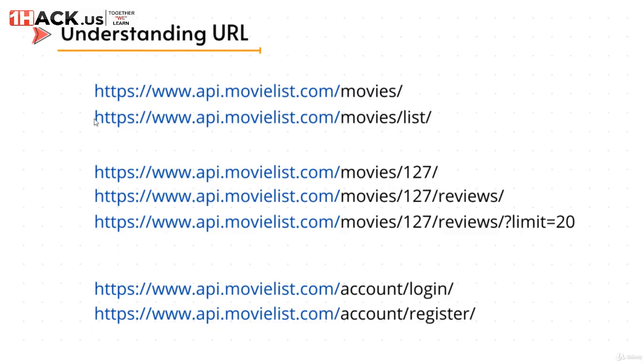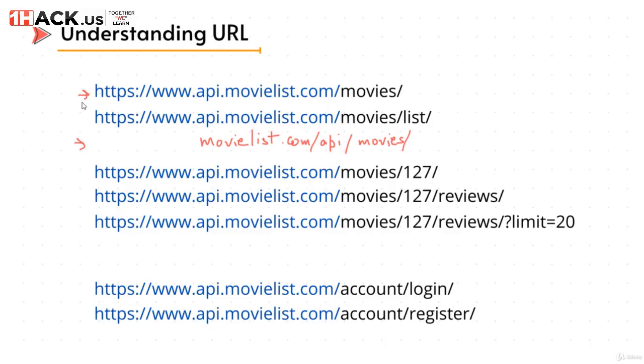So currently this is our domain name. Instead of this, what we are going to have is a movie list. Here we are going to have movielist.com/API, then /movies or movies list, movies 127. So whatever our endpoint is, this is going to be the URL.